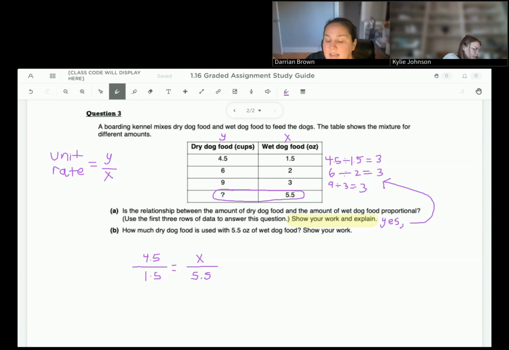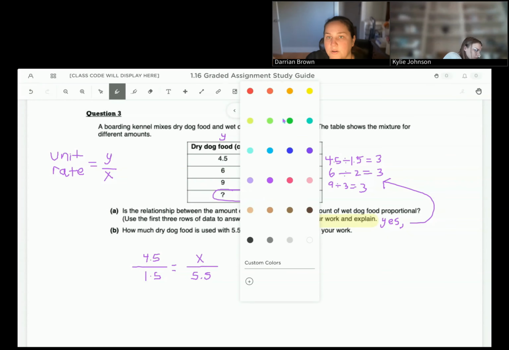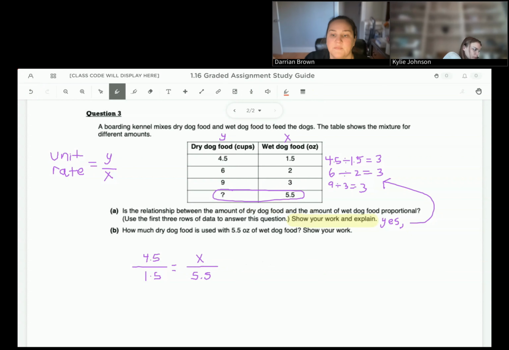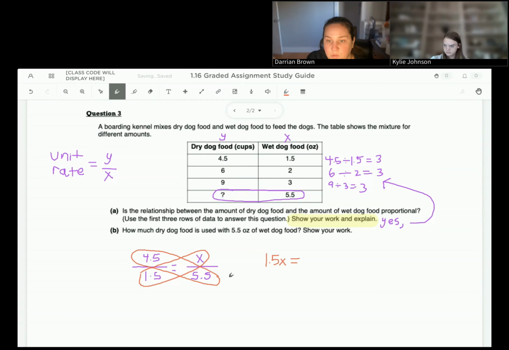Now, y'all tell me in the chat box, how do we solve proportions? What do we do? What are those 2 magic words? Very good. Kimball, Annabelle. Yes, Alyssa, Colton. We cross multiply. So I'm going to start with this one because it's the easiest. 1.5 times X is just 1.5X equals 4.5 times 5.5. Somebody type that in your calculator for me.